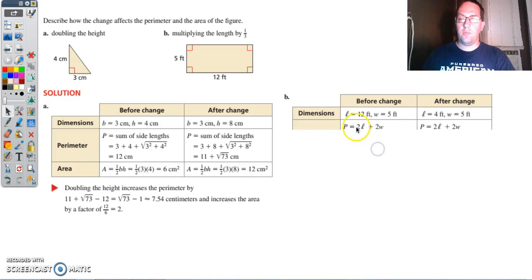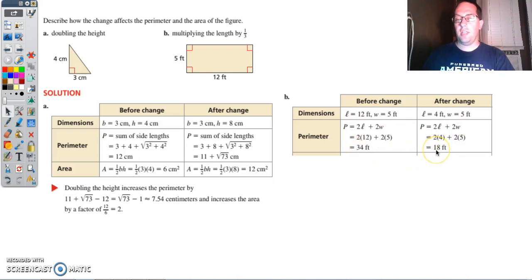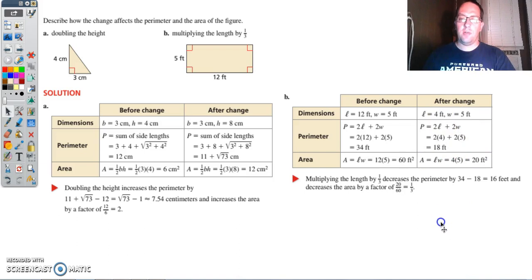For perimeter, it's a rectangle, so it's 2 times the length plus 2 times the width. Plugging in the numbers, 12 and 5, and 4 and 5, we end up with a perimeter of 34 feet and a perimeter of 18 feet. If there's some pattern there, I can't see it. Let's take a look at area. Length times width, so 12 times 5 is 60, and 4 times 5 is 20. Now we've got something going.